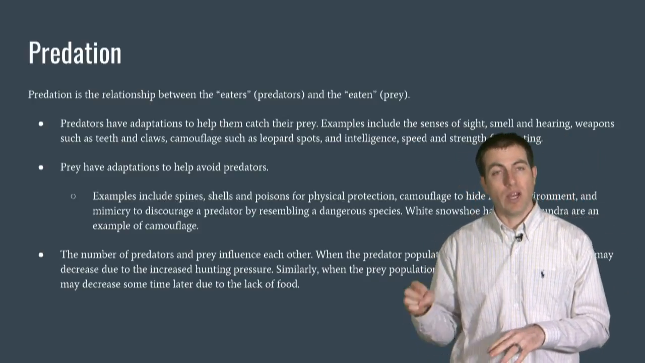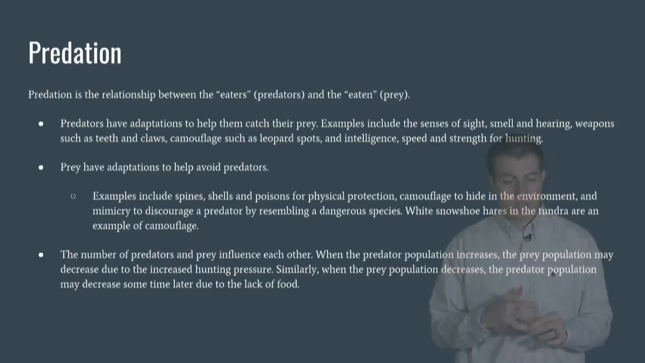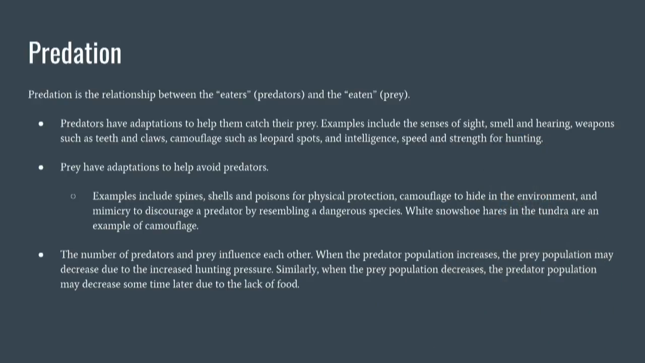And then we have prey that have adaptations to help them survive. So we can talk about something like a porcupine. A porcupine has these quills, and animals will generally stay away from porcupines because they don't want to get hurt. You could talk about things like shells, poisons.